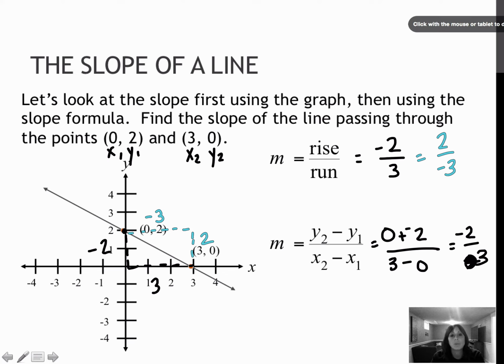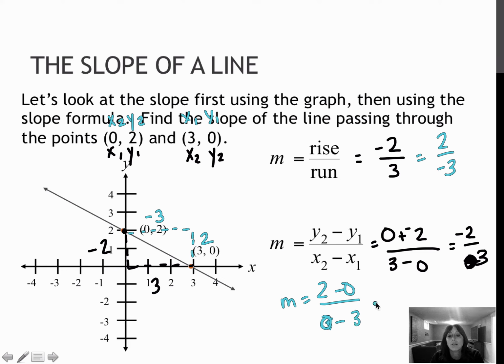Now again, I get a lot of people who ask the question, what if I would have labeled them differently and called this x2 and y2 and this x1 and y1? Would it matter? It wouldn't, but let's go ahead and do it. y2 would now be 2, y1 would be 0, x2 is 3. Oh, just kidding, I got confused there. x2 is 0 minus x1, which is 3. Goodness, I get confused because I have this written down here. 2 minus 0 is 2, and 0 minus 3 is negative 3.